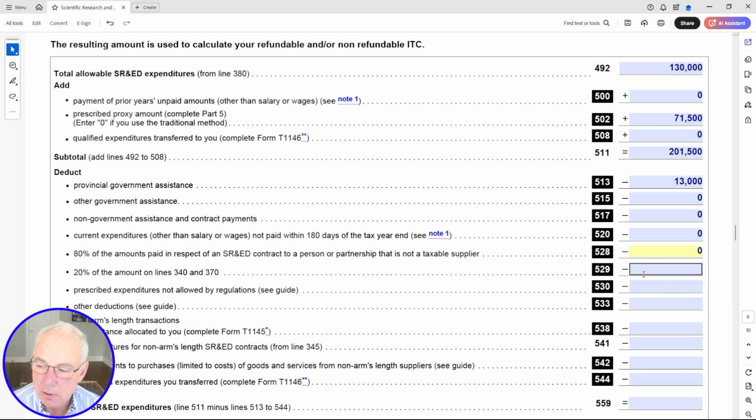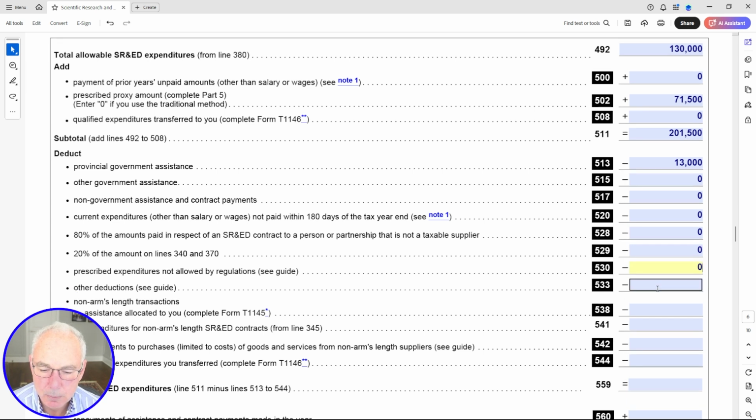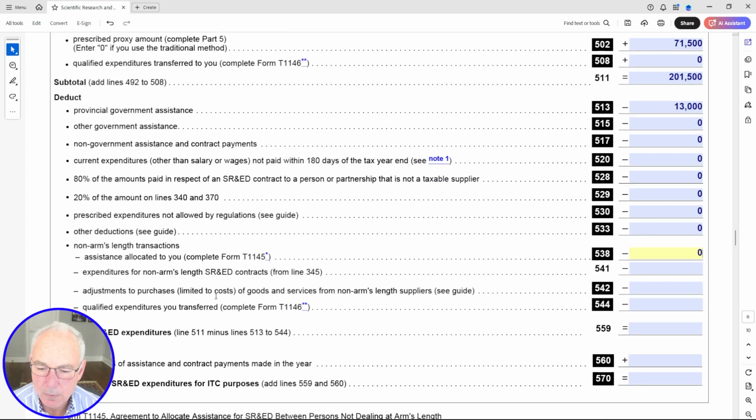But we didn't use a contractor, and therefore it's going to be 0. And there's a bunch more 0 here. These are for arm's length transactions for contracts. All of these numbers, if you need assistance with, we're happy to help you.